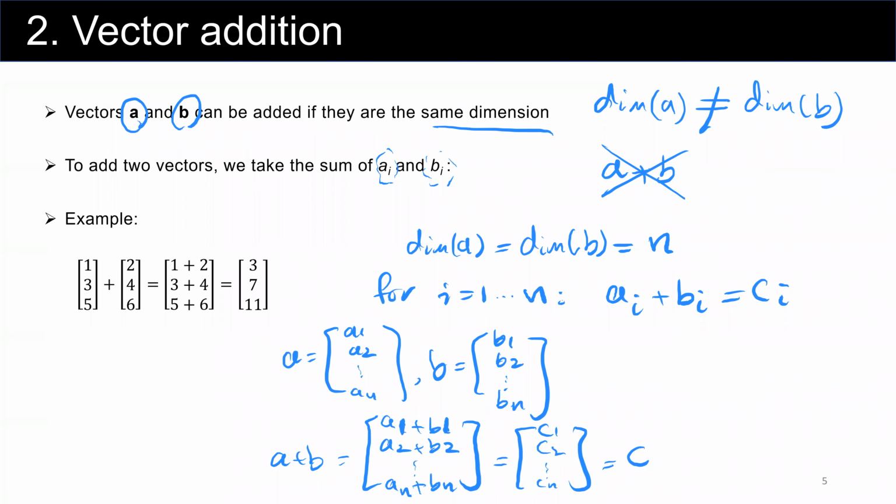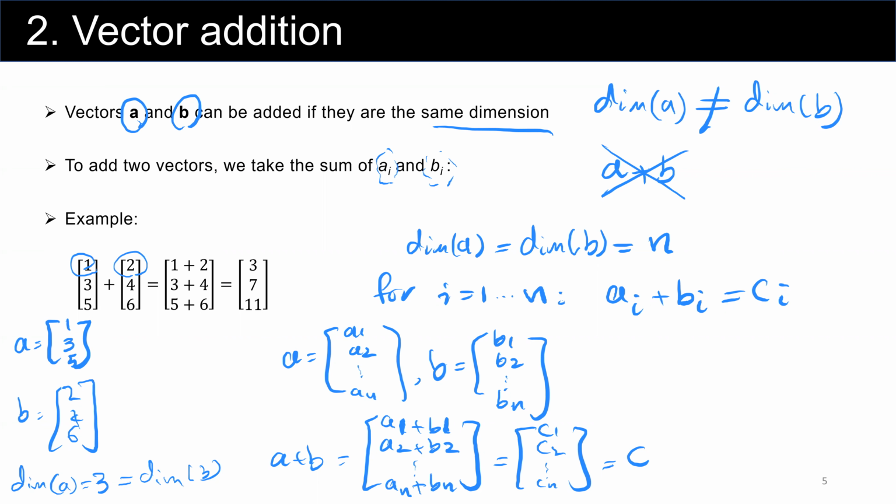Let's look at an example. We have vector A equal to 1, 3, 5, and vector B equal to 2, 4, 6. As you can see, the dimension of both vectors is 3, so we can sum up these two vectors. Then we find the elements of the summation vector. 1 plus 2 is 3, so this is A sub 1 plus B sub 1. 3 plus 4 is 7. And 5 plus 6 is 11.